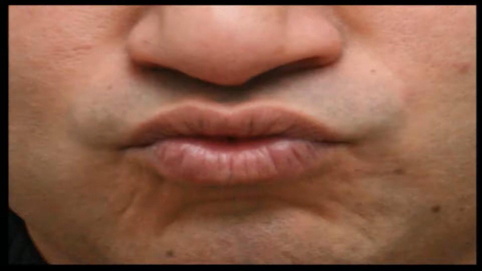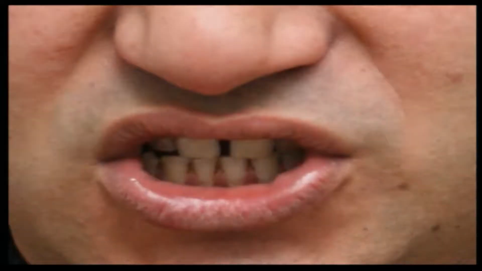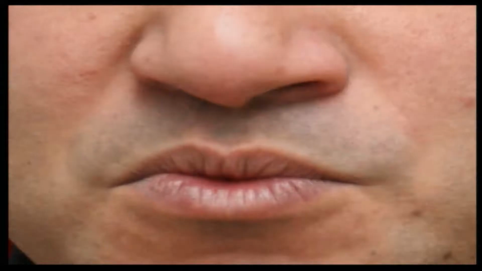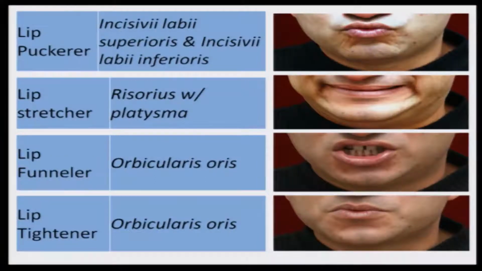Look at the changes now. This is what we see in our day to day life. Okay. Now you have the lip puckerer, the lip stretcher, the lip funneler and the lip tightener. Okay. And based on the movement of the muscle, the expression on the lips and the area close to the lips changes.